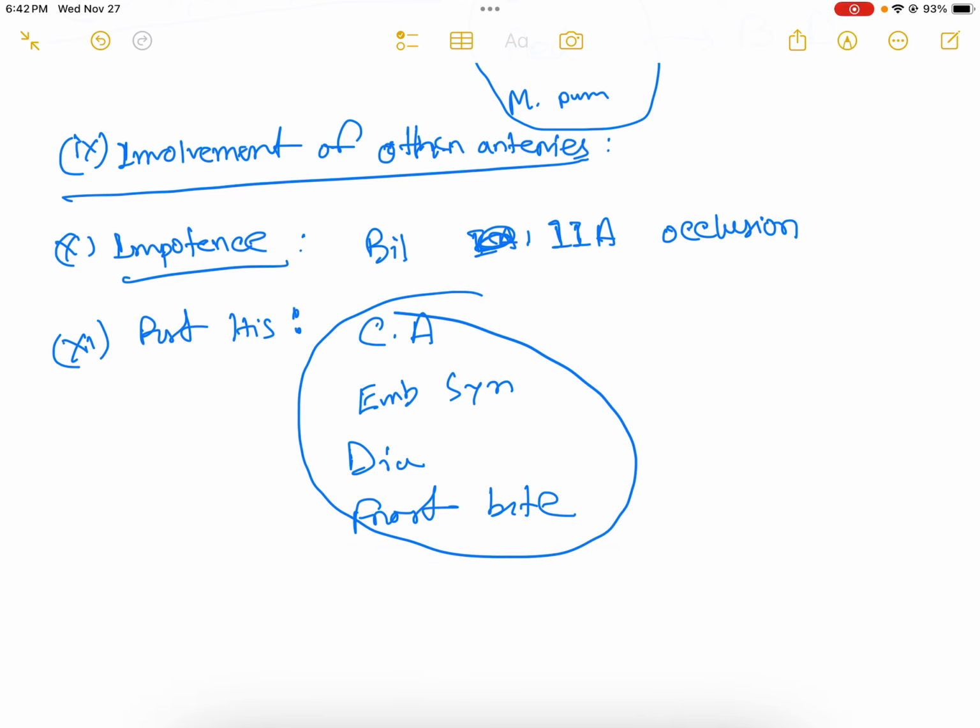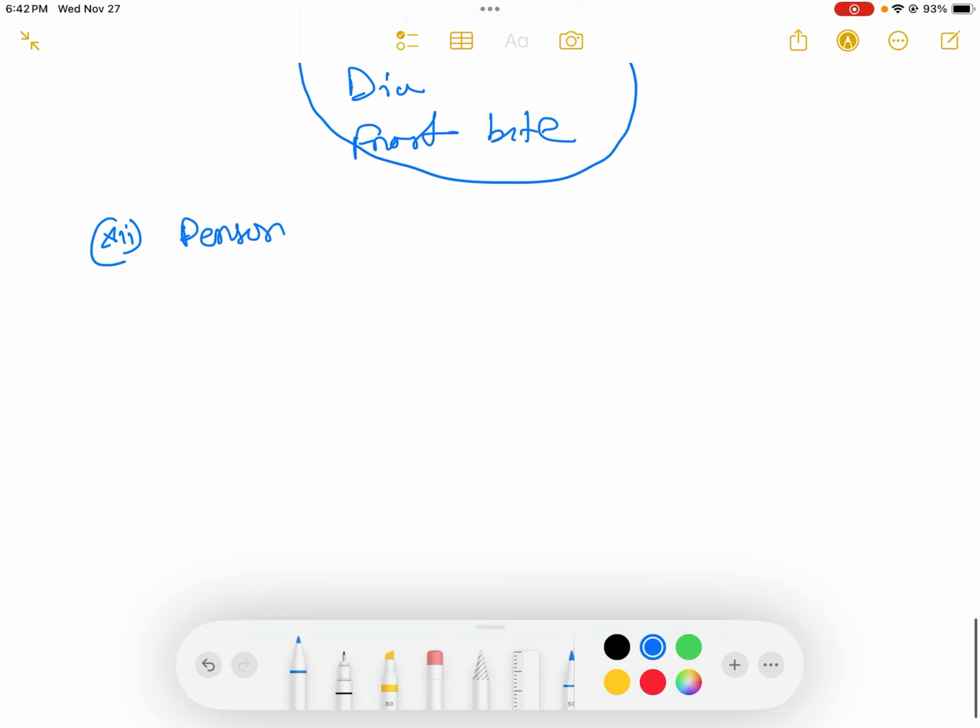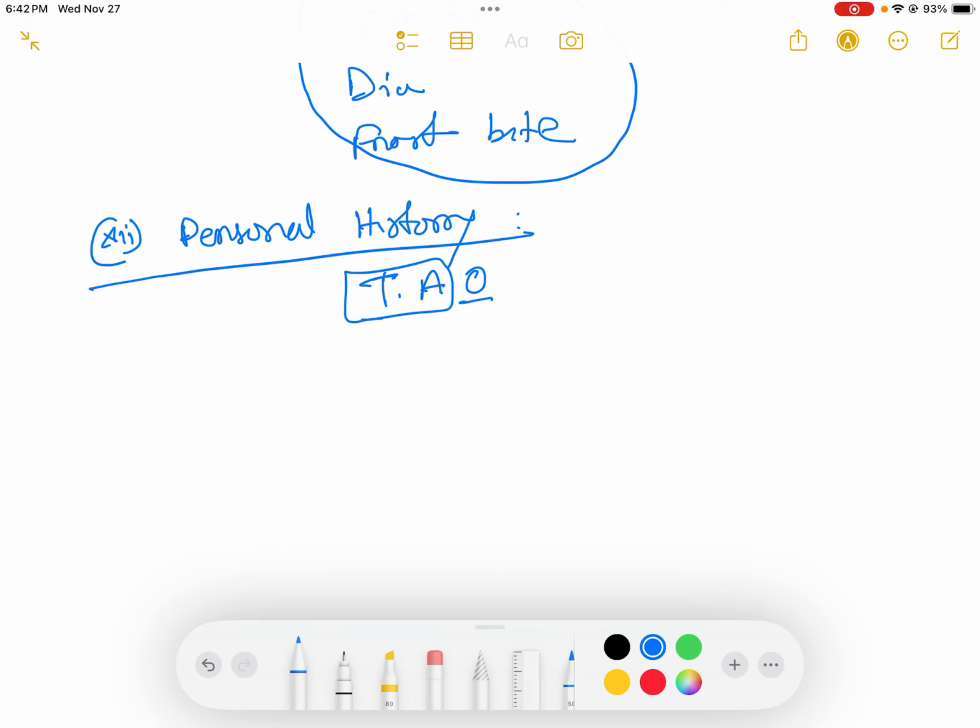Number 12, personal history. Excessive smoking has been incriminated as causing thromboangiitis obliterans and worsening atherosclerotic disease.